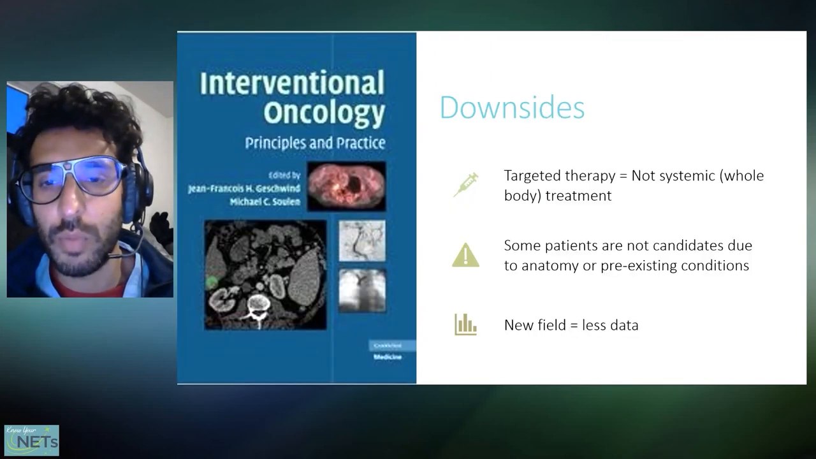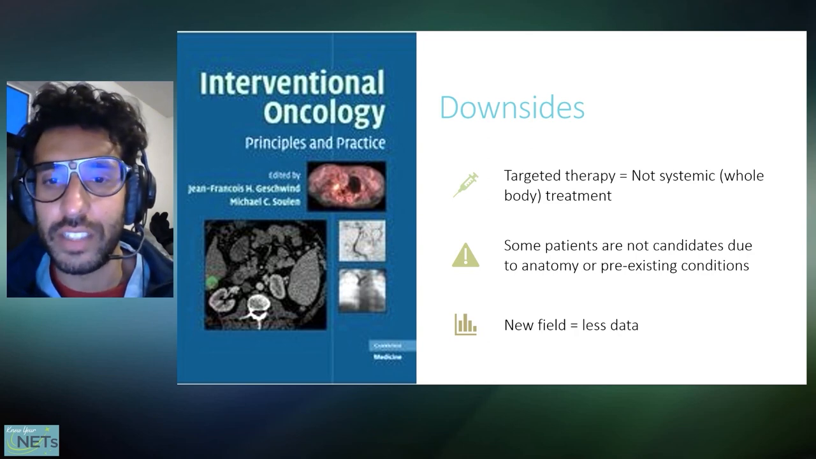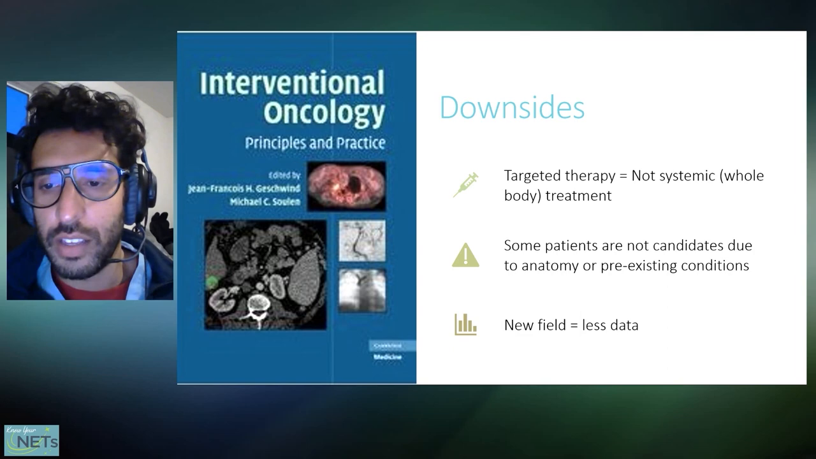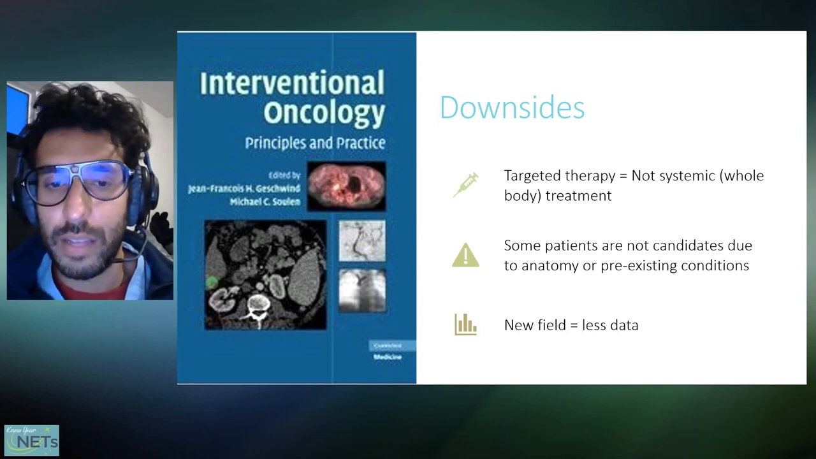So what are the downsides of what we do? Not everything that we do, unfortunately, is perfect or suitable for all patients. First of all, as we mentioned, what we do is targeted therapy. Because of that, it's not systemic and doesn't involve treating the whole body. I don't, unfortunately, have the ability to do that. So if you have widespread cancers, you often are not a candidate for some of the things that I am able to offer. The other reason is that sometimes patients may not be candidates because of their anatomy. Sometimes a tumor can be very difficult to get to in the body, or they have pre-existing conditions. They just wouldn't be able to tolerate even a minimally invasive procedure.